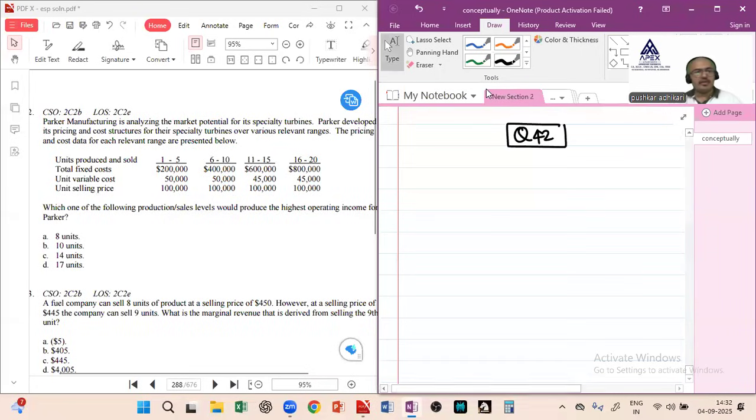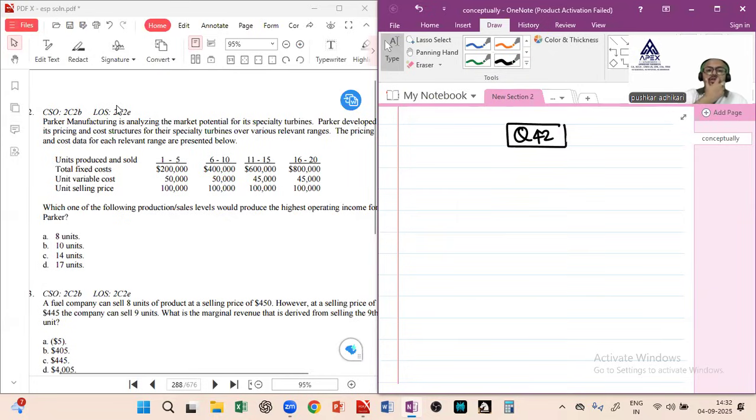What does question number 42 say? Question number 42 says Parker Manufacturing is analyzing the market potential for its specialty turbines, and Parker has developed its pricing and cost structure for the specialty turbines over the various relevant ranges, and the pricing and cost data for each relevant range has been presented for you below.